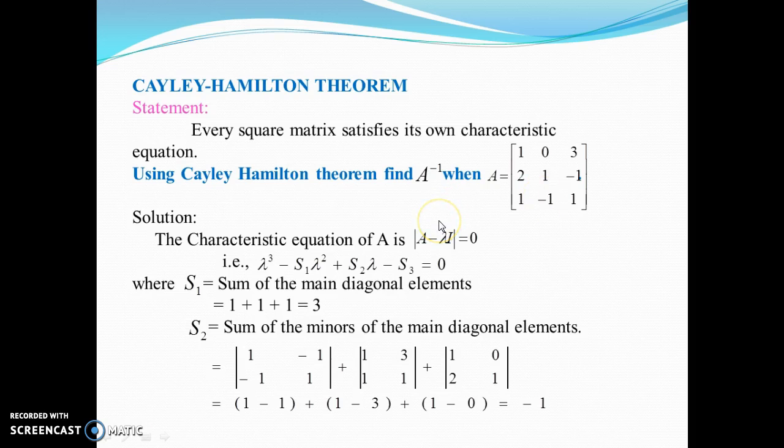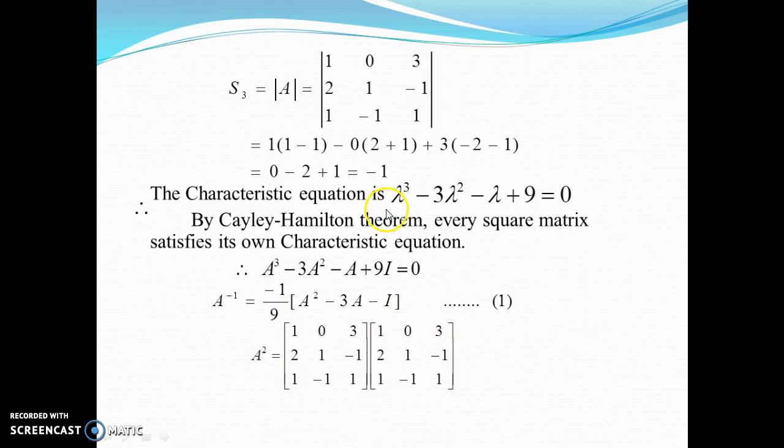Solution. We know the characteristic equation of A is mod A minus lambda I equal to 0, which is nothing but lambda cube minus S1 lambda square plus S2 lambda minus S3 equal to 0. Here S1 is the sum of the main diagonal elements. In our matrix S1 is equal to 3. S2 is the sum of the minors of the main diagonal elements. In our matrix S2 is equal to minus 1. Also S3 is the determinant of A, so S3 is equal to minus 1.